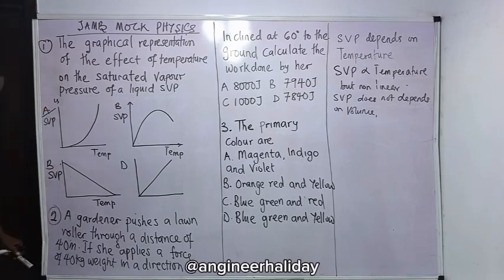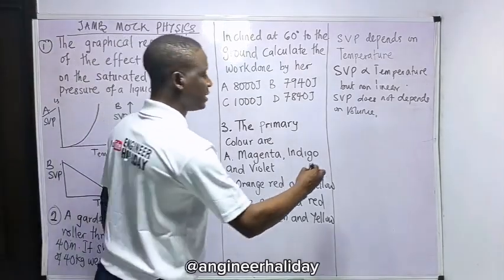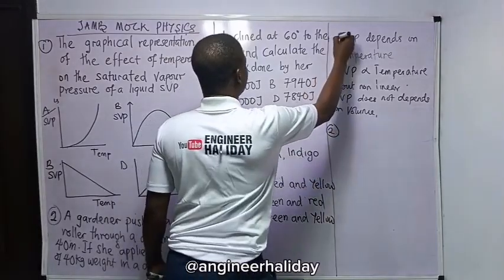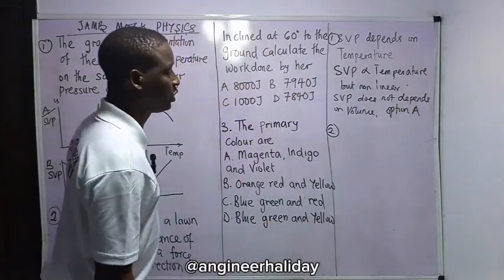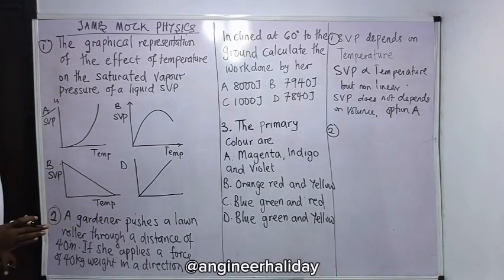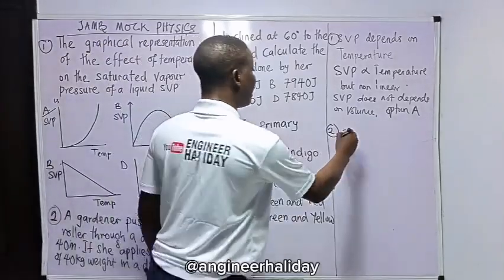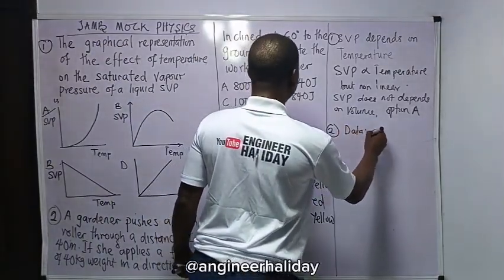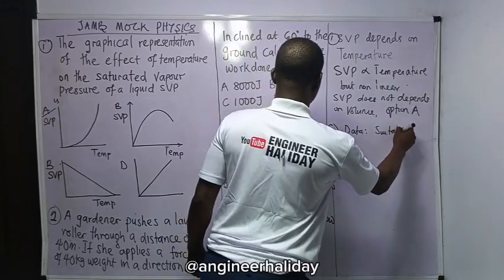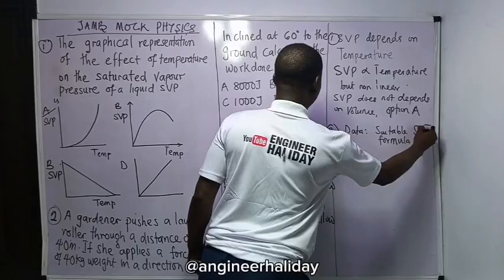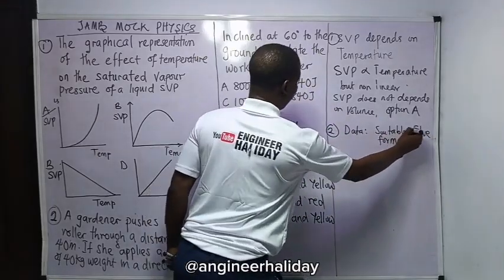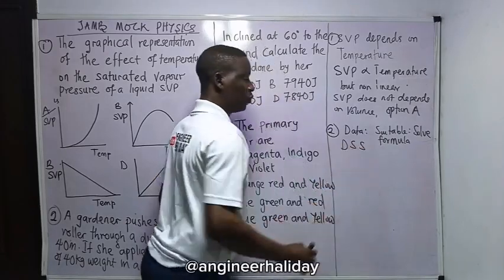Let's go to number 2. We have solved number 1, which is option A. He said a gardener pushes a lawn roller through a distance. When solving a calculation in physics, the number one thing you must know is your data. You take your data, your suitable formula, then you solve. I will take it as DFS: data first.